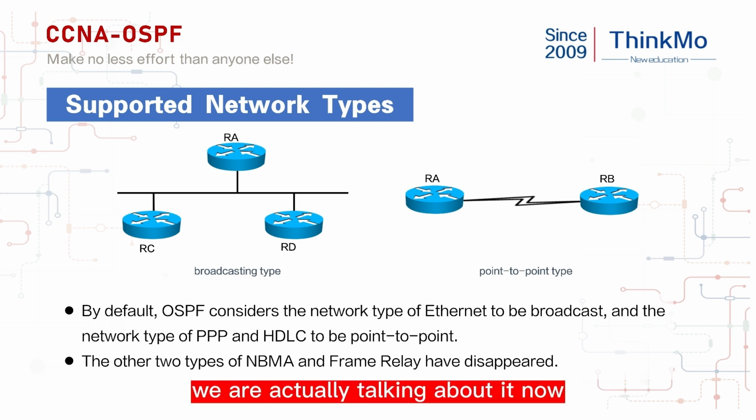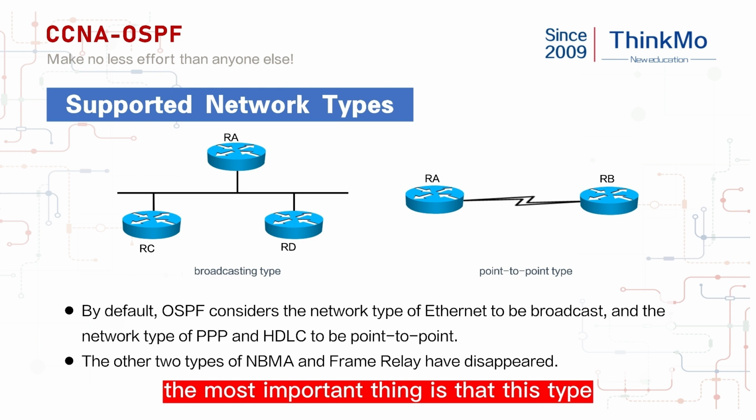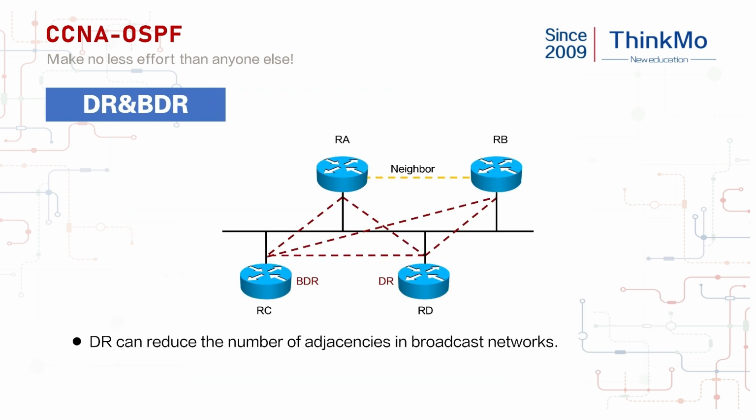We are actually talking about it now, but we focus on two of them. The most important is the broadcast type, because the wired network is Ethernet. Okay, let's go on. DR and BDR. In this environment, select this one as DR, and choose that one as BDR.